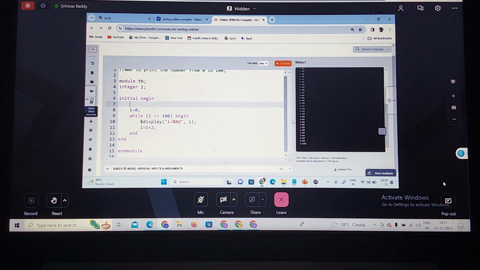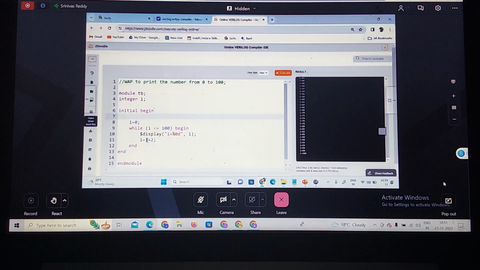So this program is printing, since I am incrementing i by 2, all the odd numbers from 0 to 100. Sorry, even numbers from 0 to 100, not odd numbers.